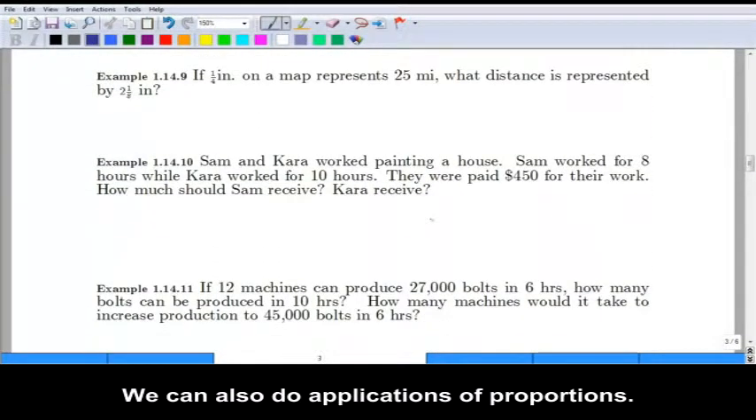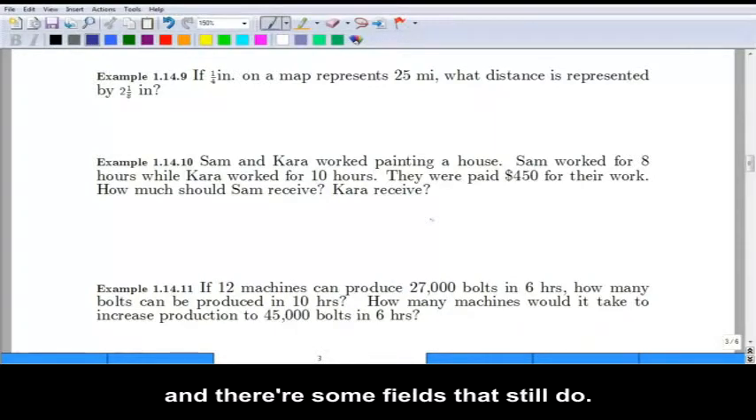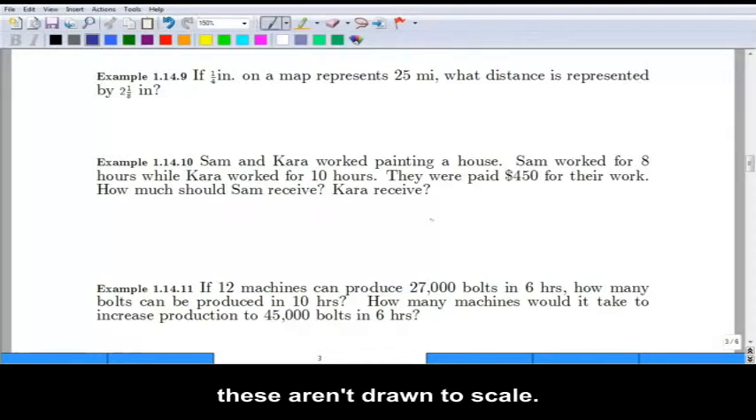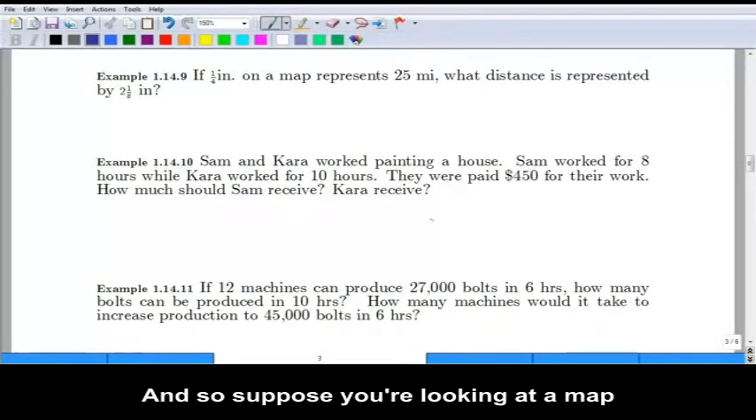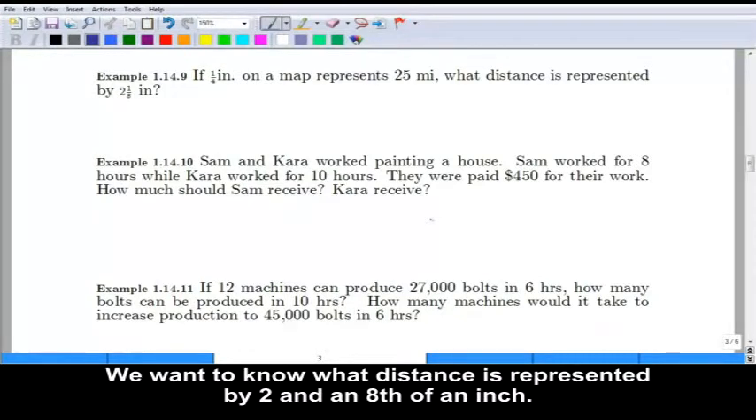We can also do applications of proportions. Now, before the days of Google Maps and GPS, we did use maps quite often, and there's some fields that still do. So it's important to remember that on any map that you look at, these aren't drawn to scale. You're looking at miniature versions. And so suppose you're looking at a map in which 1/4 of an inch represents 25 miles. We want to know what distance is represented by 2 1/8 of an inch.